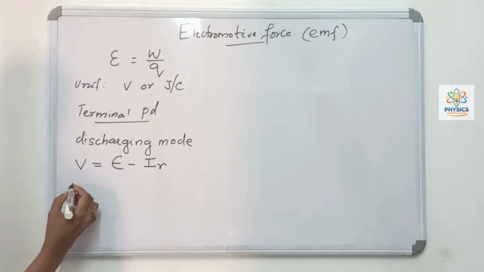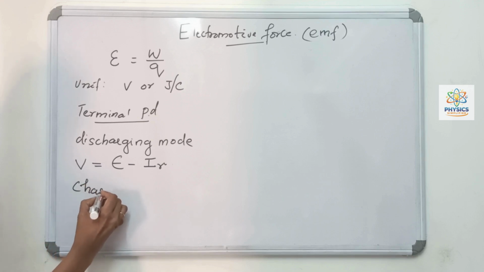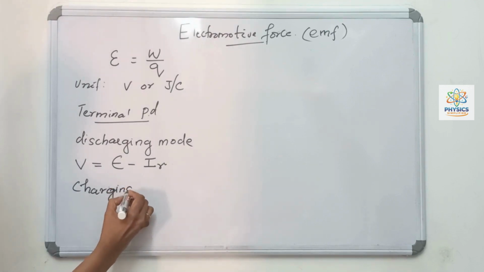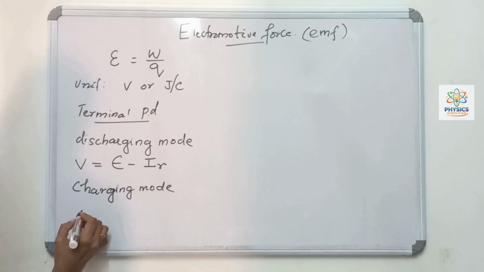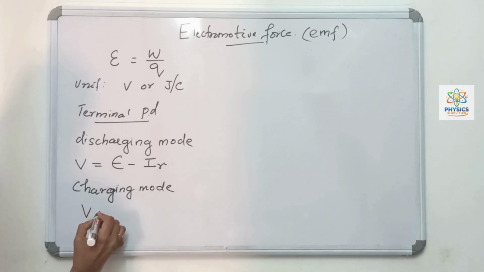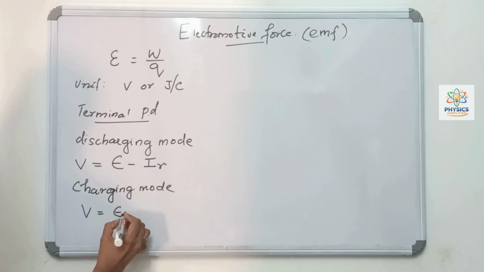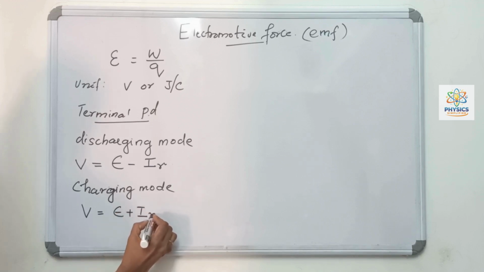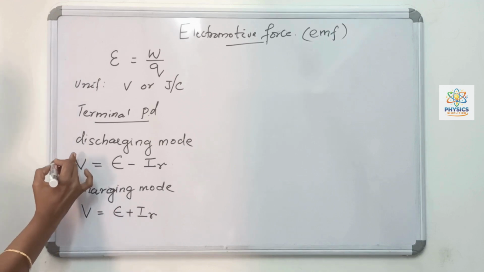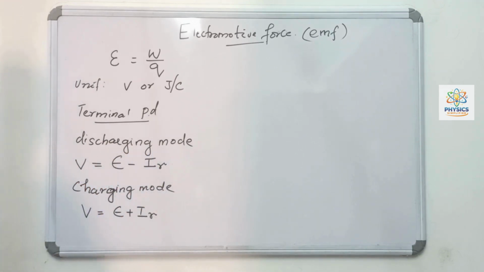And at the same time, in charging mode, we can write the terminal potential difference V is equal to E plus I into R. So when the circuit is in discharging mode, we can write the terminal potential difference V is equal to E minus IR. When it is in charging mode, we can write the terminal potential difference is E plus I into R.